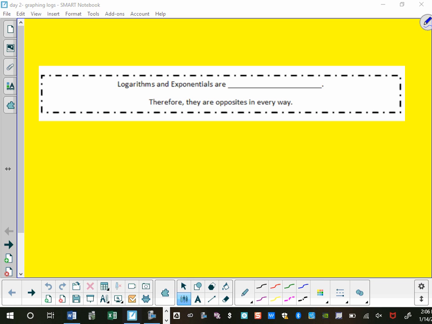Alright, so logarithms and exponentials are inverses. What does the word inverse mean? Someone says it's like the inverse of something else. At the opposite, yeah. So therefore they are opposites in everything. That's important. Circle that, underline it, highlight it. Know that they are opposite.